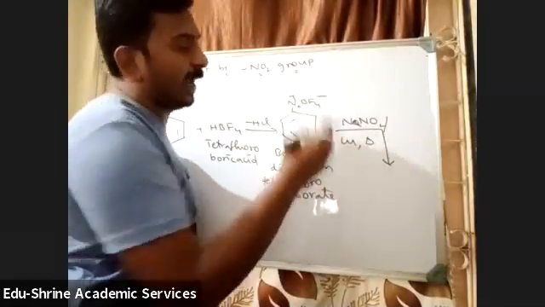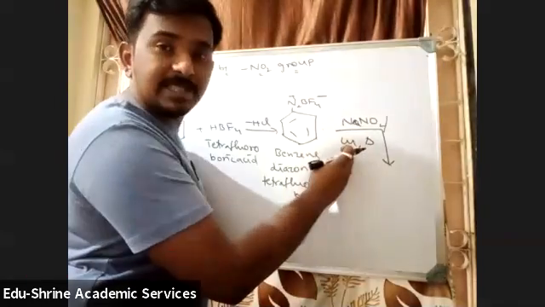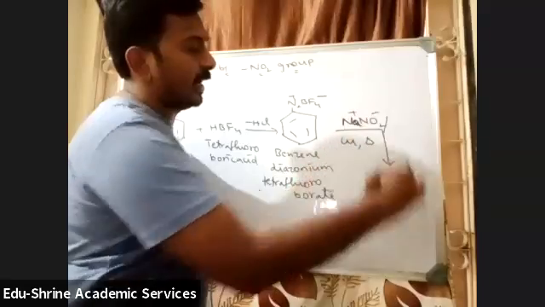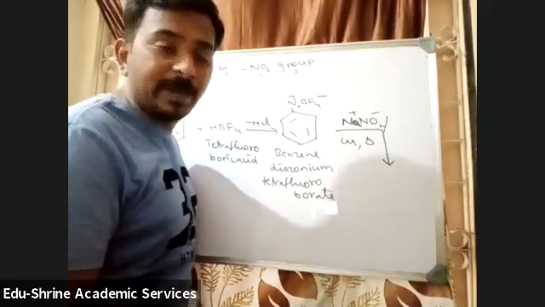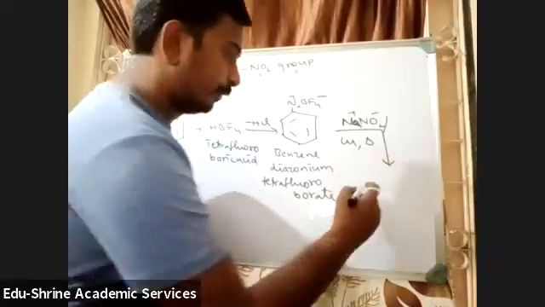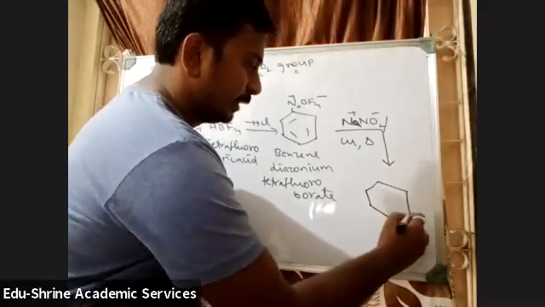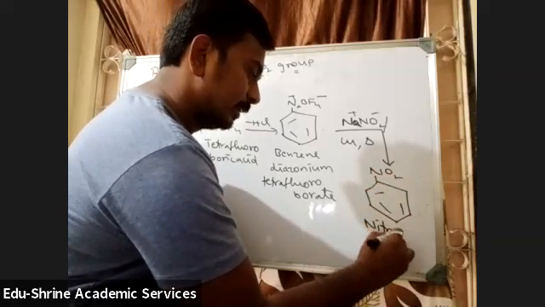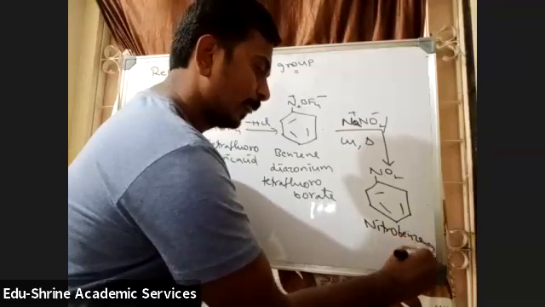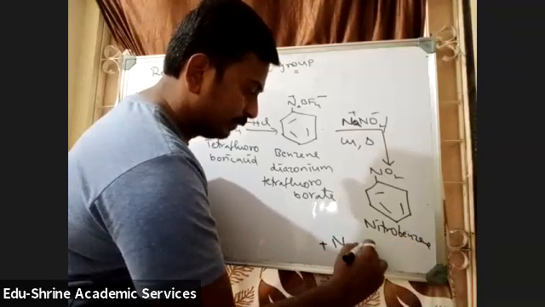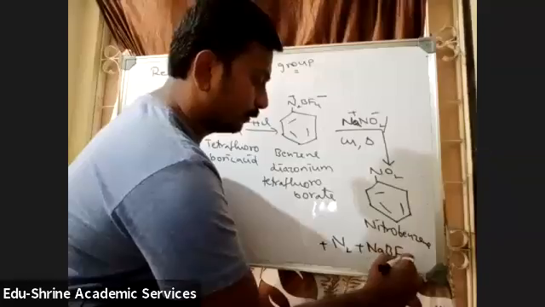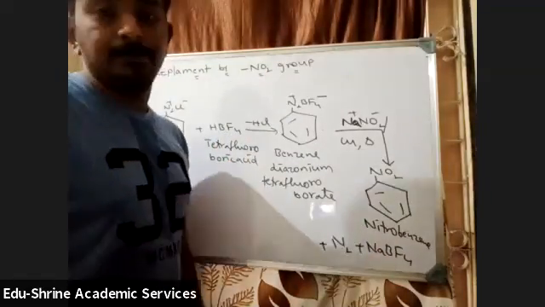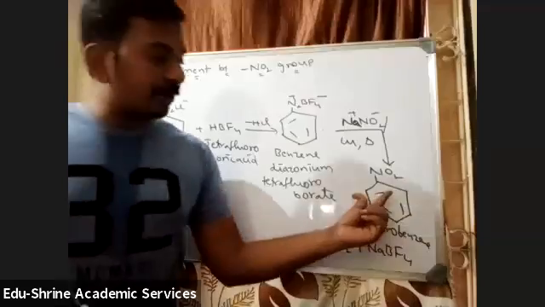Because NO2 group we need to add, no? So I will be heating with copper as catalyst with NaNO2, sodium nitrite. We know that sodium nitrite will easily give Na plus and NO2 minus because it is an ionic compound. So in this case, you will be getting nitrobenzene plus nitrogen gas plus NaBF4, sodium tetrafluoroborate, salt of this acid. Okay? So this is how you can introduce NO2 group.